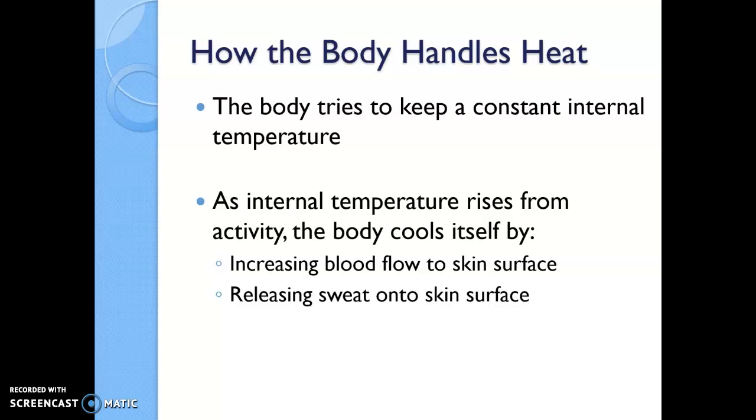And then the other way that we can visibly see very often is releasing sweat onto the skin surface. This is going to provide moisture on our skin, and then hopefully if there's some wind, it can help cool, and then our sweat will evaporate off our body and cool down our temperature.